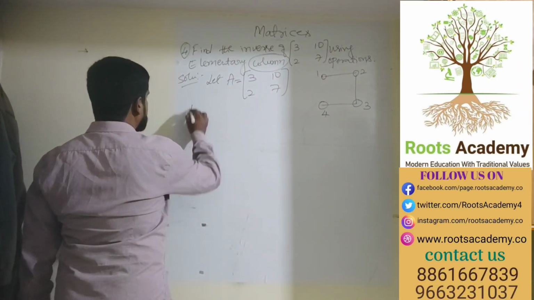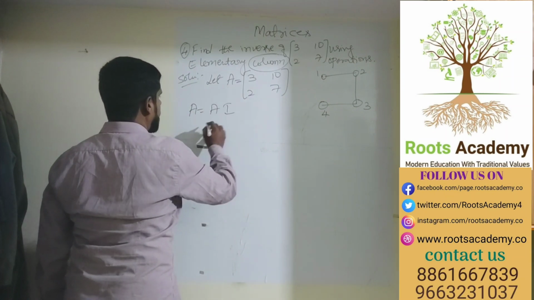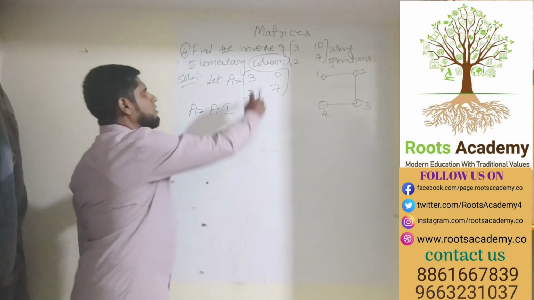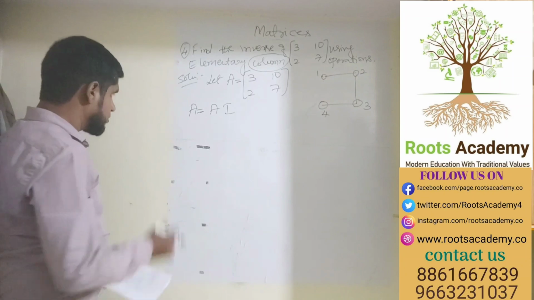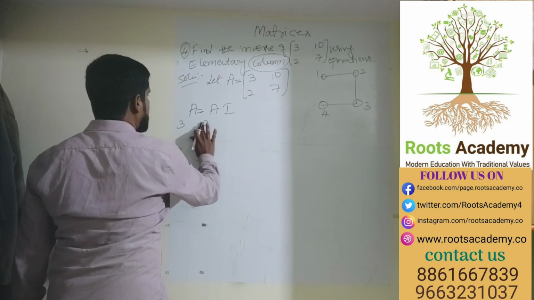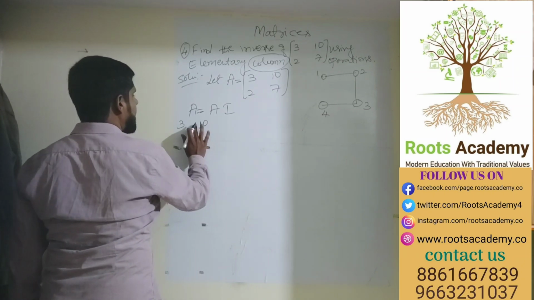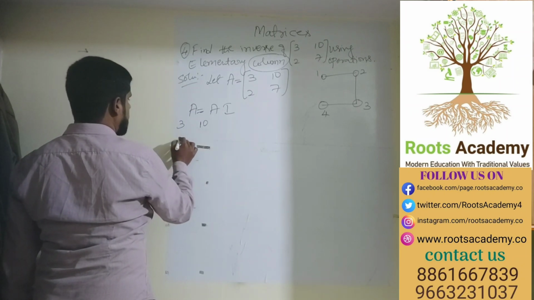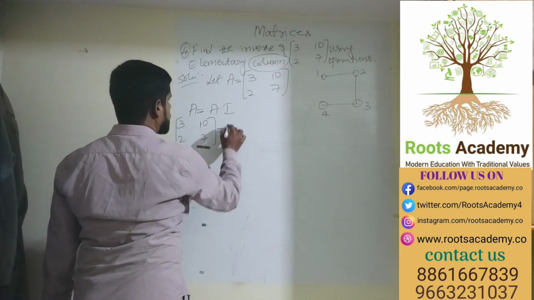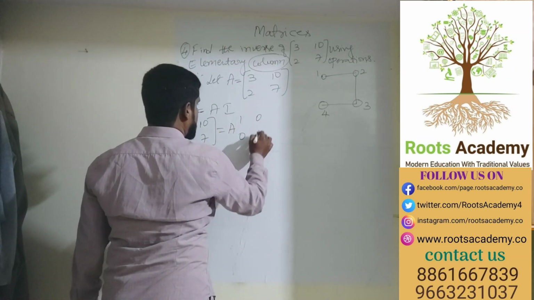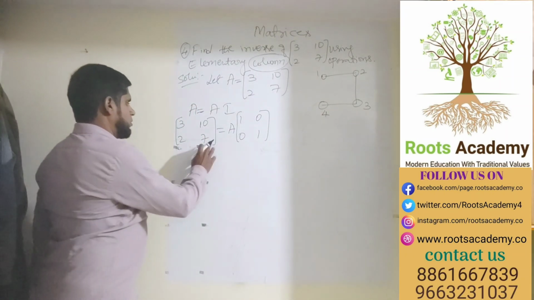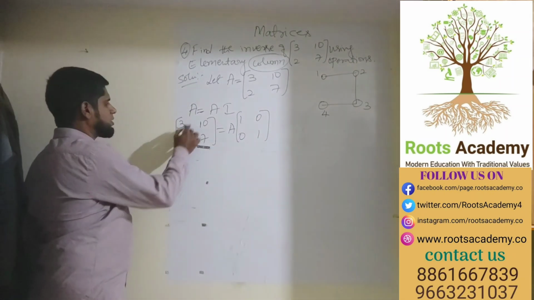Okay, the condition here is A equals A into I. This is the condition we will use to find the inverse with the help of column operations. So it is 3, 10, 2, 7 equals A into 1, 0, 0, 1. Now, student, first is this element.